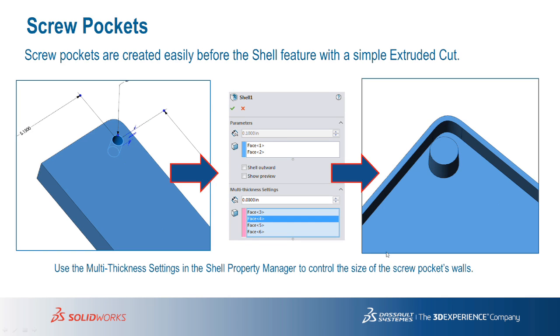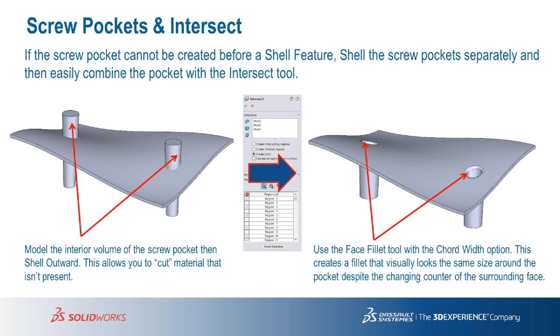So here we see using a cut before the shell to create the screw pocket. And then if you can't model it, we'll just model the interior volume, shell outward, intersect, and then remember that little chord width face fillet option, put it in your arsenal. One thing to be said, you can only add one chord width face fillet at a time. So this is a fillet feature, this is a fillet feature.